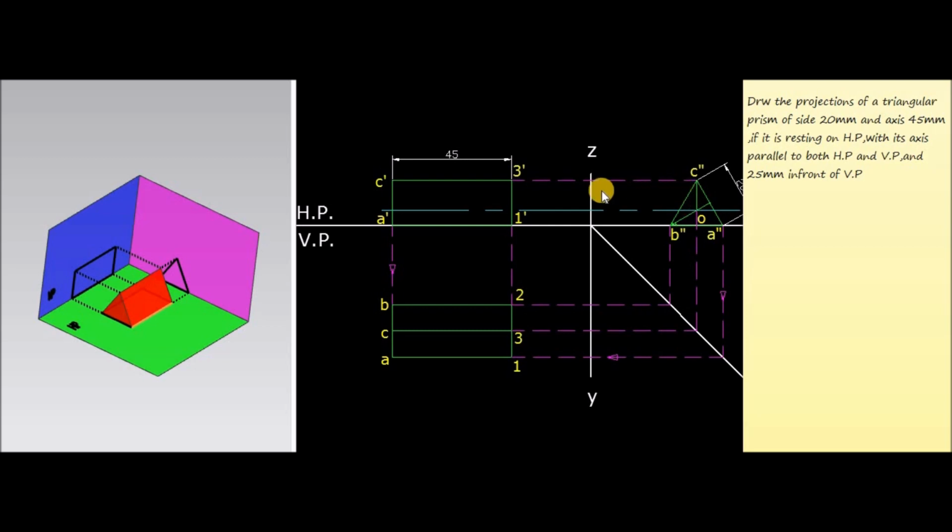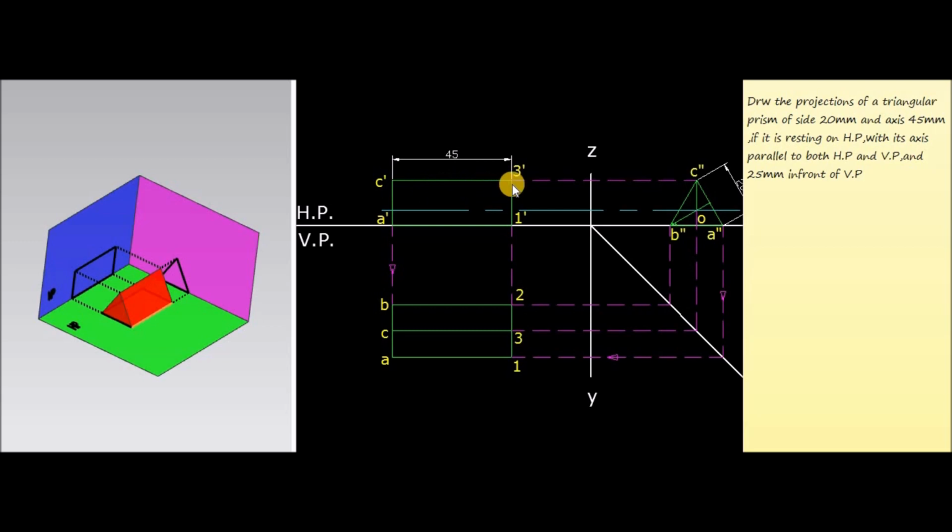Now draw the projections to the left side. Here we have to consider another line YZ. Now draw the projections perpendicular to this YZ line. Then we are going to represent the length of the triangular prism. It is given as 45 mm. Then mark that distance, 45 mm.